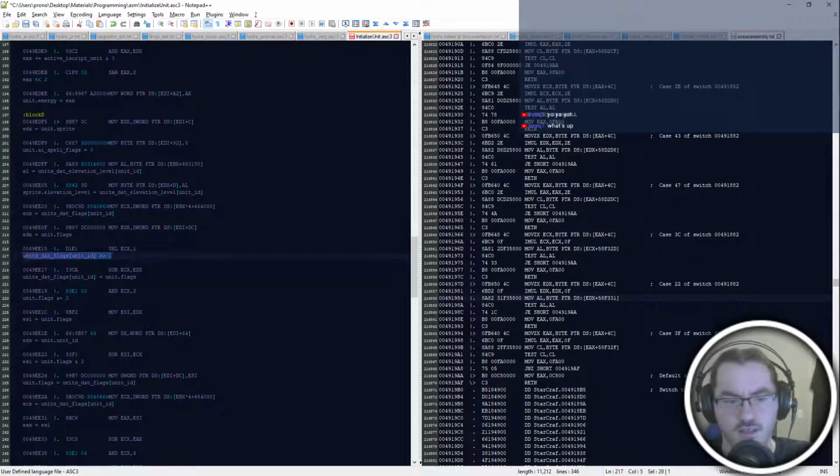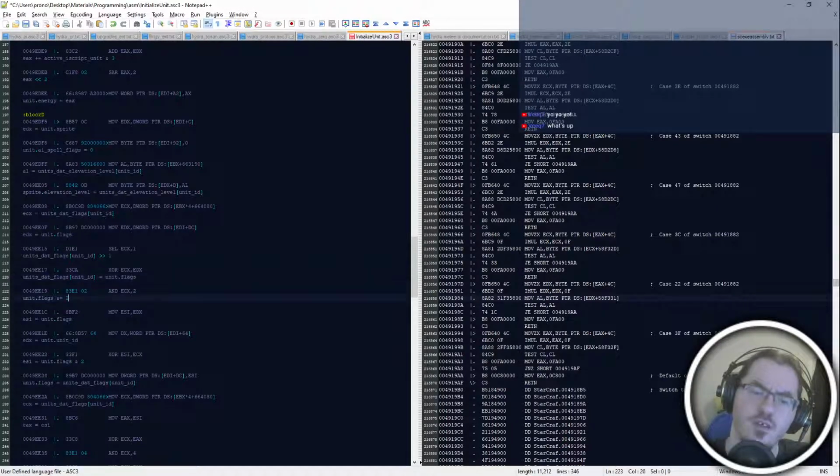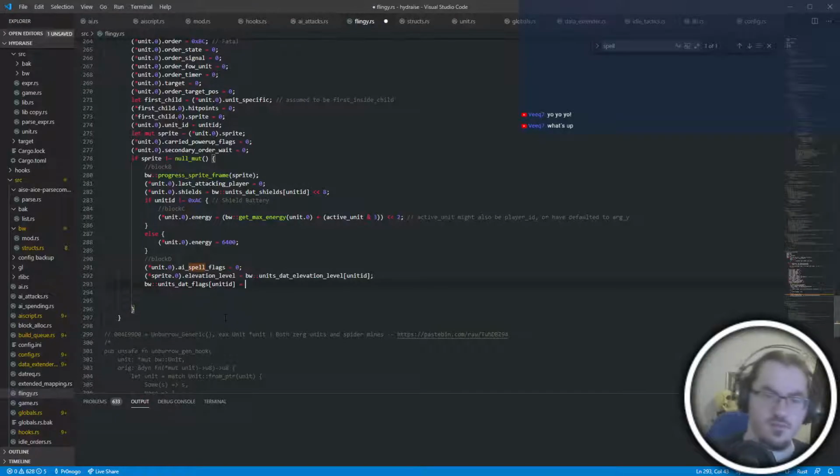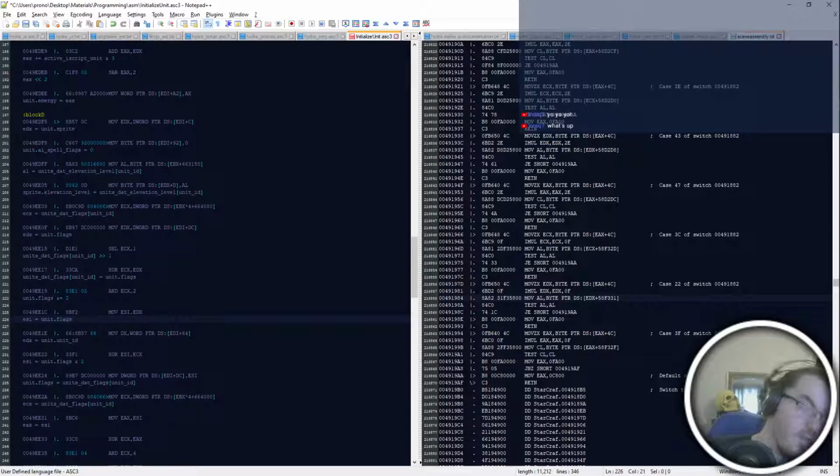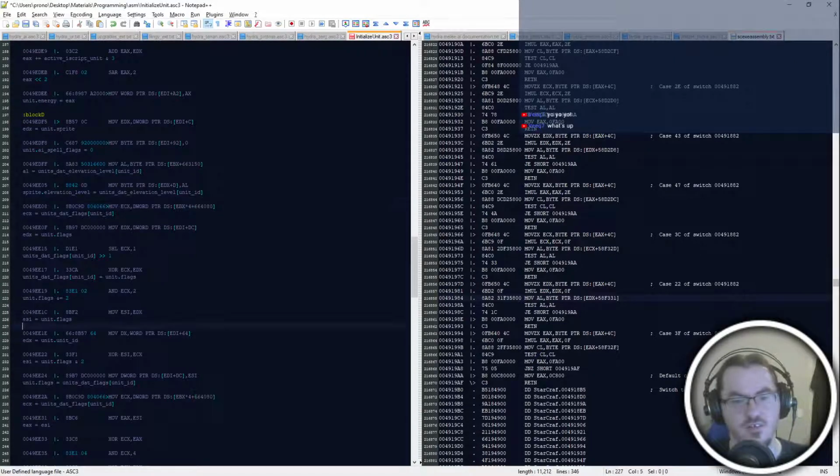I don't know what shifting left by 1 is. I don't know why that would be there. I think I can probably ignore that for this purpose and just write unit flags. So we could say unit stat flags, unit ID 2, and the building. Oh, wait. The DAT flags are a little bit different, though, right? 0x2 is an add-on.